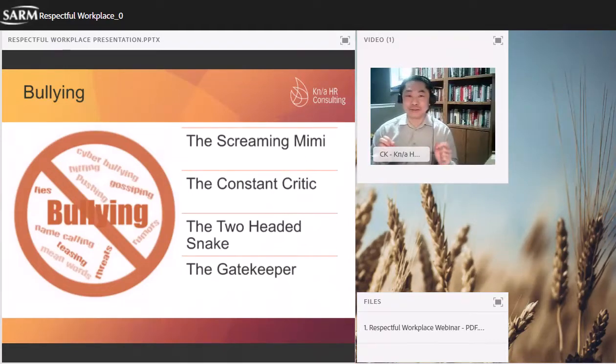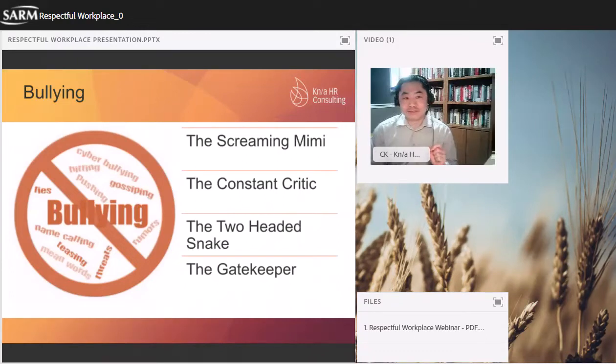Now, the two-headed snake. That's a passive-aggressive person, the destroyer of reputations. Two-headed snakes typically will spread rumors with the intention of damaging another person's reputation, while appearing really fine with you but behaving in a different way. The fourth type of bully identified by the Canada Safety Council is the gatekeeper. The reason it's called a gatekeeper is you're withholding information, or resources like time, budget, or even training that are necessary for a person to succeed or to do their job.